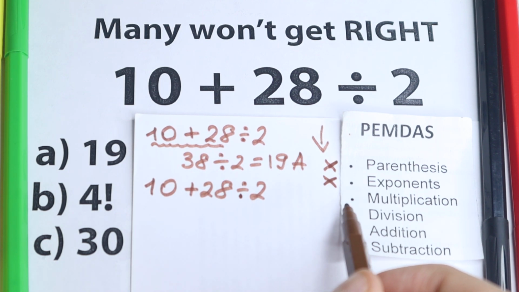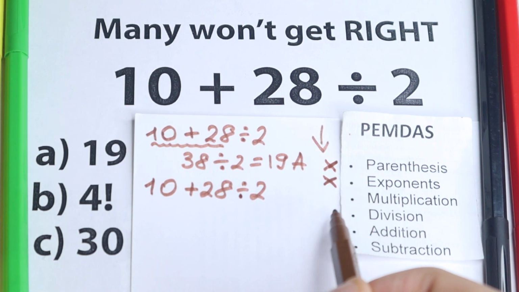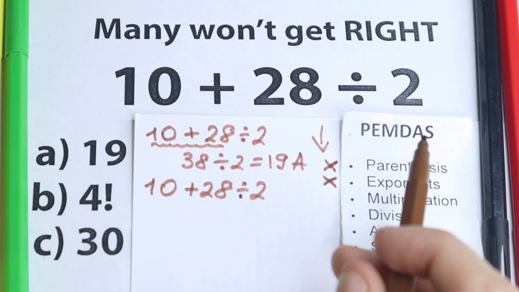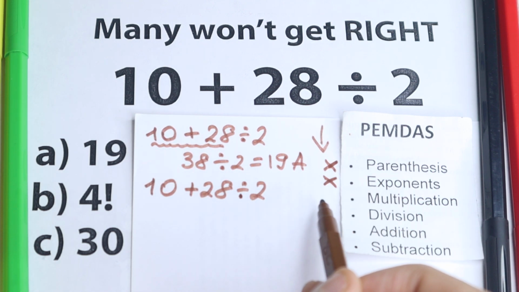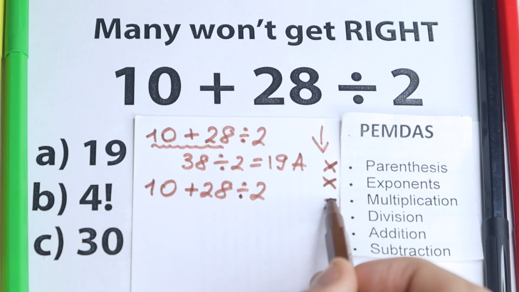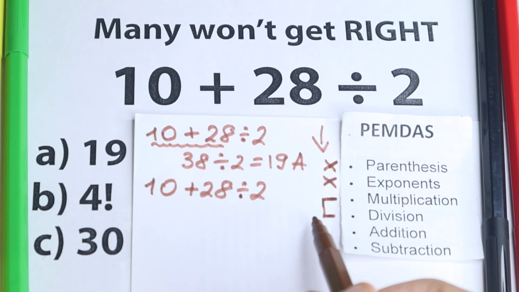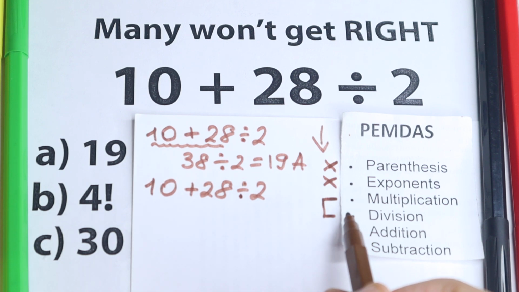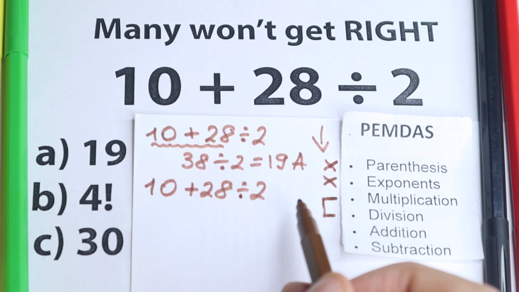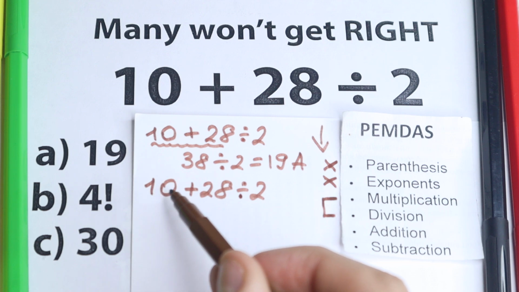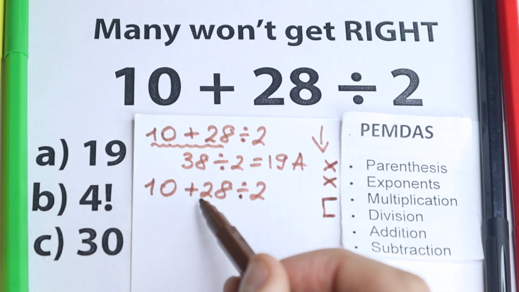The next step, according to PEMDAS, is multiplication. But a lot of students make this common mistake. They say, okay, multiplication, then we need to find a multiplication sign. But we need to work with this as a group. So we need to add division to multiplication, and we need to look at them as a group. Now we need to find where we have multiplication and division. We have 10 plus 28 divided by 2. Yes, we have a division part right here.